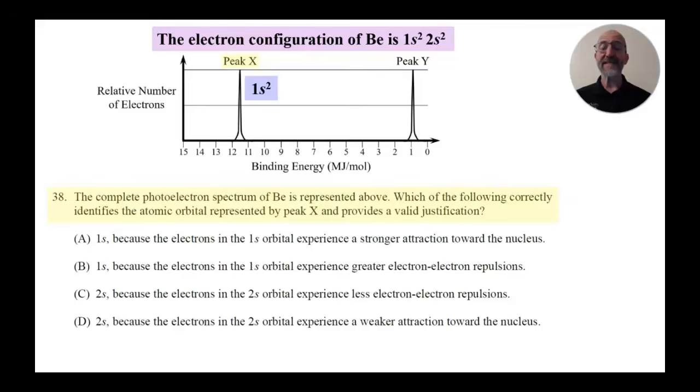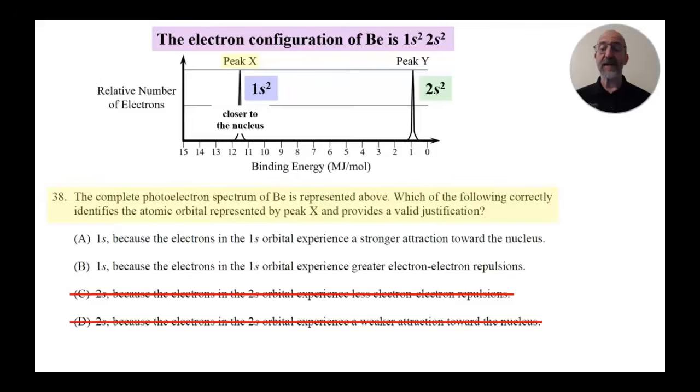Well, the 1s electrons are going to have a higher binding energy because they have a stronger attraction toward the nucleus and are more difficult to remove, whereas the electrons located in the 2s are farther away from the nucleus, and so they have a weaker attraction toward the nucleus, and they are easier to remove. So closer to the nucleus is going to be part of our argument in terms of a stronger attraction toward the nucleus. I'm going to go ahead and eliminate choices C and D because we know it's 1s.